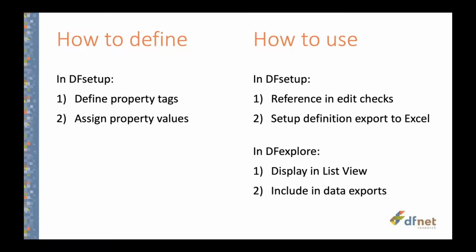So let's talk about actually implementing user-defined properties. First you want to define them, and this happens in DFsetup. So you define the property tags and then assign the property values. And then when you come to actually using them, you can use them in DFsetup by referencing them in edit checks. You can include them in the setup definition export to Excel. And then in DFexplore, you can display them in list view and include them in data export. So I'll go through each of these pieces in the next slides.